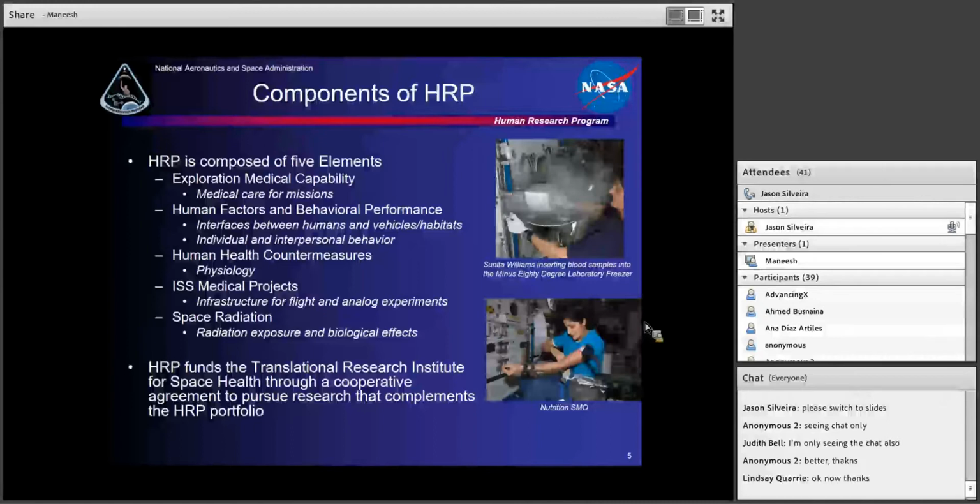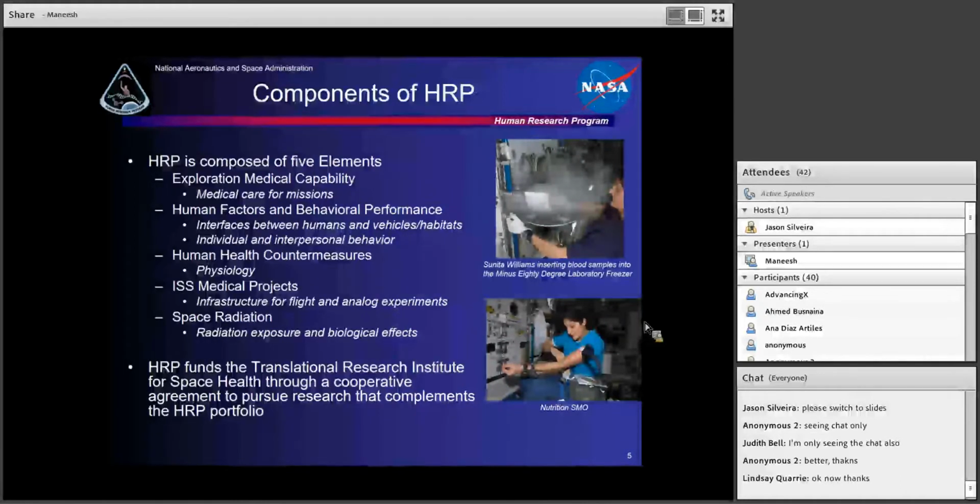Human Factors and Behavioral Performance works on interfaces between the human and the vehicle, as well as individual and interpersonal behaviors. Human Health and Countermeasures is really our physiology element. They have work in neurophysiology, cardiovascular, bone, exercise, and others, where they look at how the body is affected by spaceflight. ISSMP is the ISS Medical Projects, and that's really our infrastructure and analog element. They implement the science that everyone else is proposing. So in and of themselves, they're not the same as a science element, but they do a lot of work.